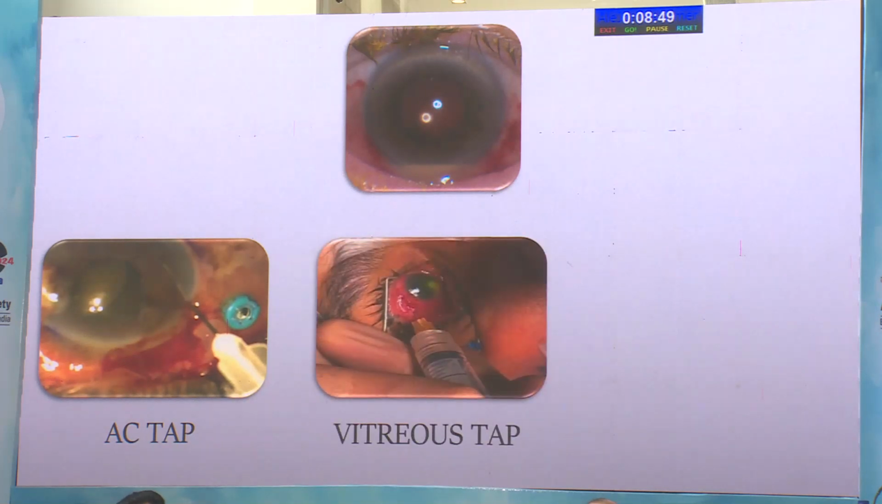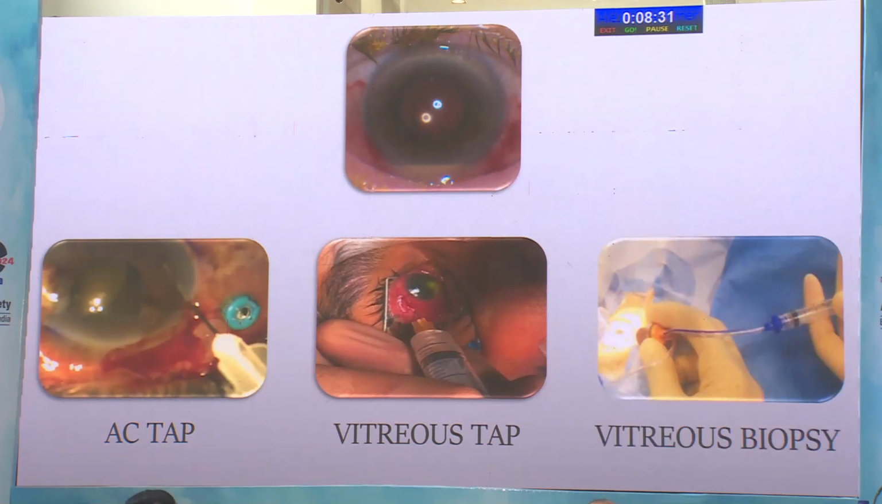A vitreous tap, 3.5 millimeters from the limbus, considering this is a pseudophakic patient, with a 24 gauge needle under peribulbar or even topical block if you are comfortable. Why peribulbar? Patient is already in too much pain. We need to look after patient discomfort also. And to be very sure about taking a good sample and not ending up with a dry tap, especially if you're planning a vitrectomy later on, we can plan a vitreous biopsy.